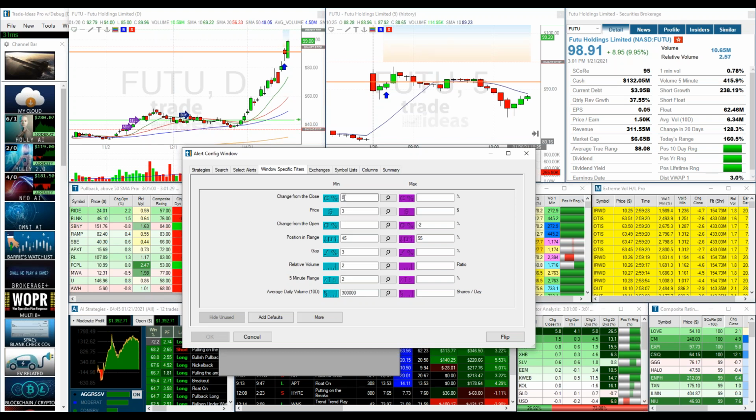Change from close has to be above 0. This is preventing the stock from going down too low and going way past the close opening price and then retracing back. You don't want that. But anyway, I hope this is making sense, and also got a relative volume. I'm looking for stocks that are doing at least relative volume at 2.